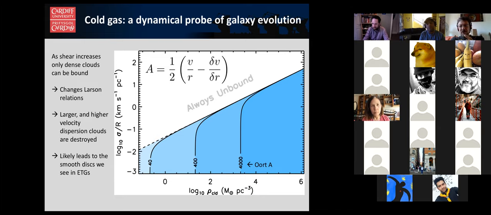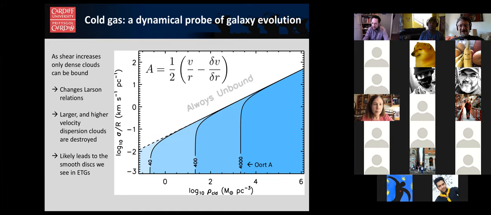So that was my question, whether, for example, galactic center type of clouds would fall in a different line than, for example, Milky Way, solar neighborhood type of clouds. Have you ever looked at that?